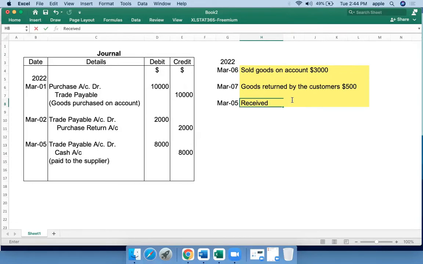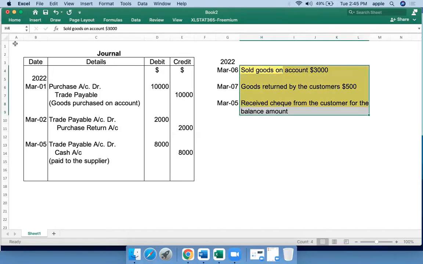I received a check from the customer for the balance amount. Okay, do it. 5 minutes given.